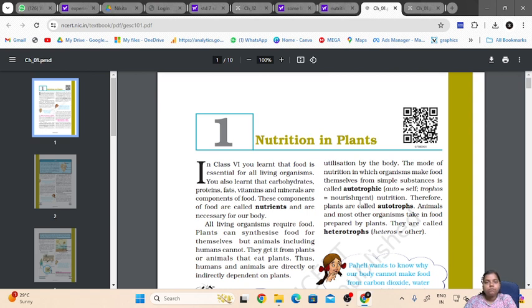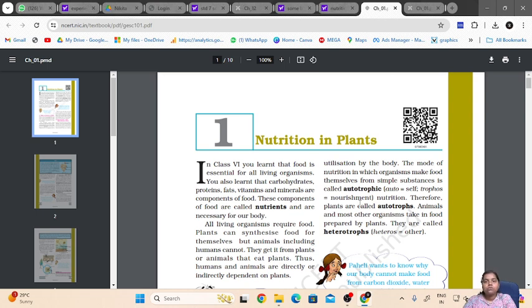we eat goat, camel, yak. Human beings eat everything, right? Chicken. So those are the small animals. So we and animals, they take food directly which is prepared by plants and other animals. So if we take food directly which is prepared by plants, we call them heterotrophs.